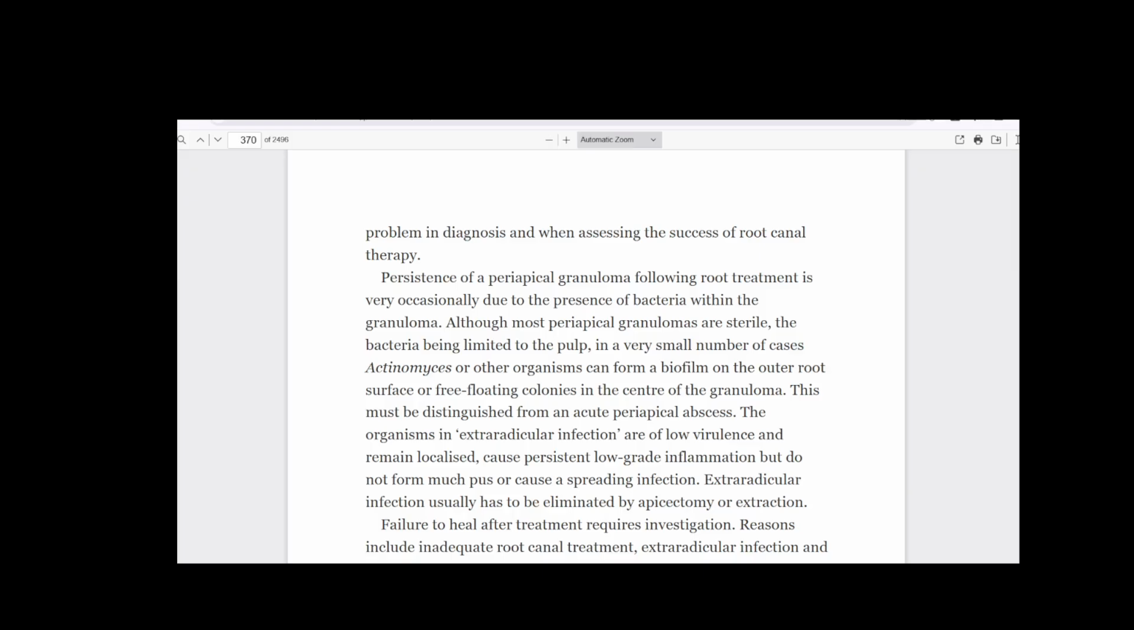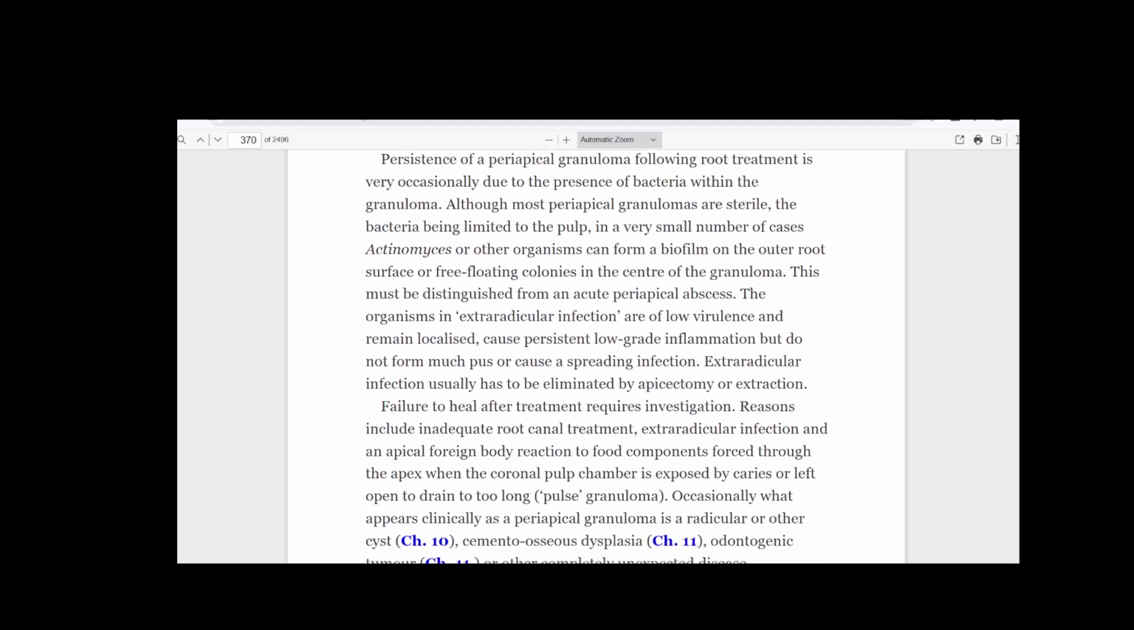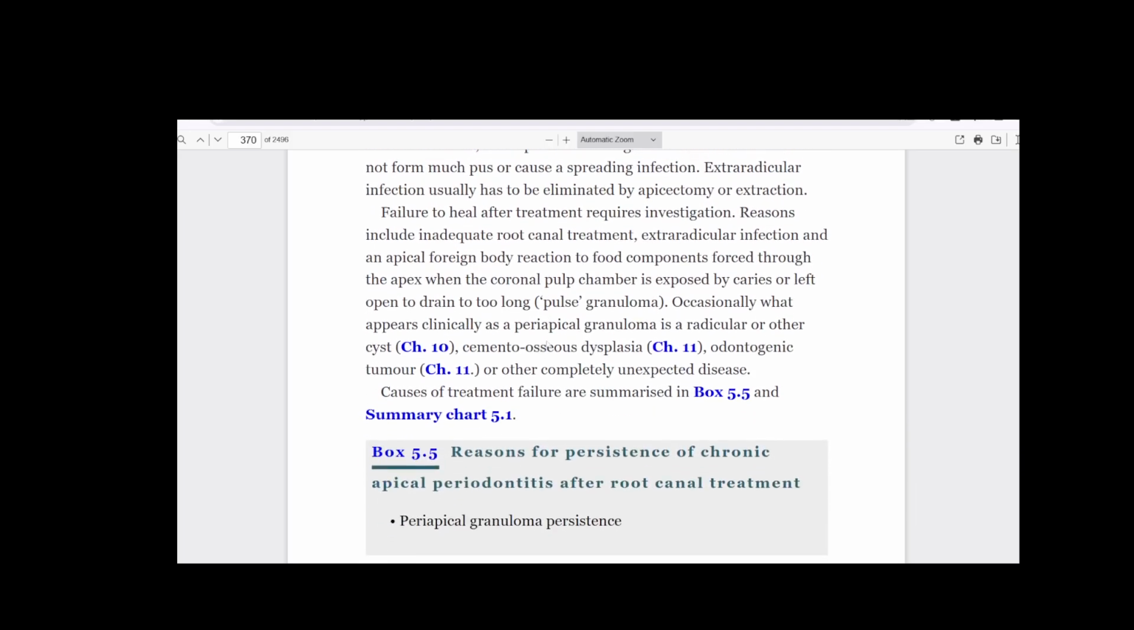Failure to heal after treatment requires investigation. Reasons include inadequate root canal treatment, extraradicular infection, and an apical foreign body reaction to food components forced through the apex when the coronal pulp chamber is exposed by caries or left open to drain too long, pulse granuloma. Occasionally what appears clinically as a periapical granuloma is a radicular or other cyst, ch. 10, cemento-osseous dysplasia, ch. 11, odontogenic tumor, ch. 11, or other completely unexpected disease. Causes of treatment failure are summarized in Box 5.5 and Summary Chart 5.1.